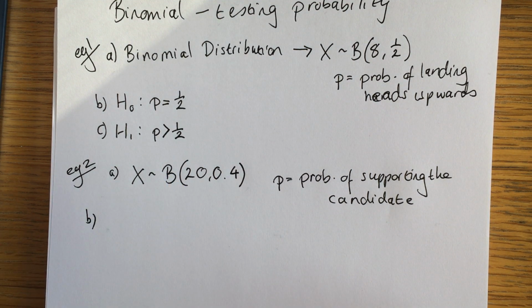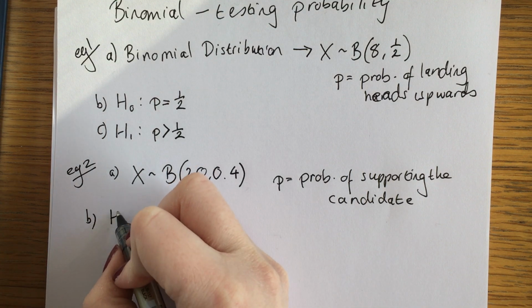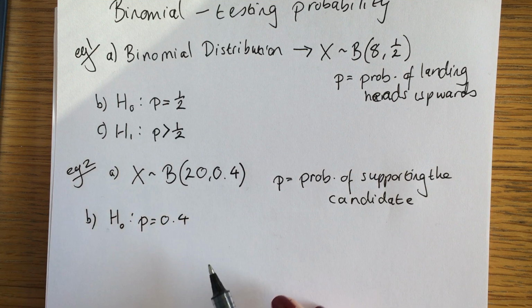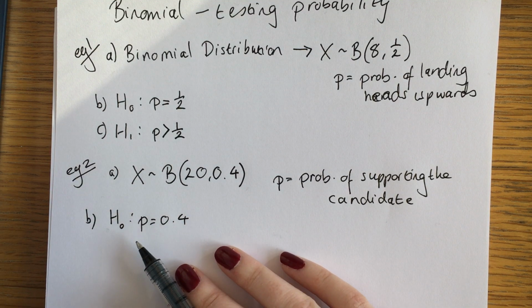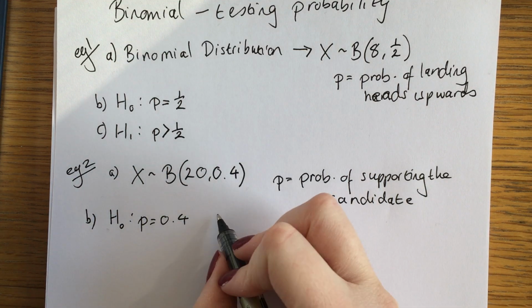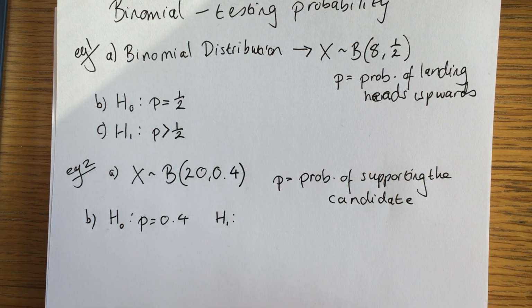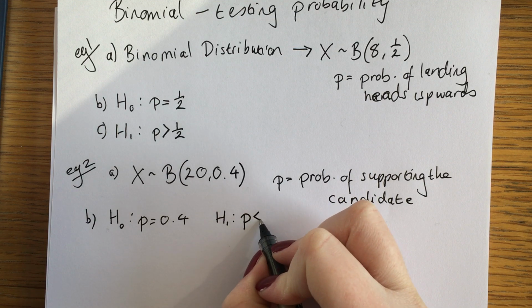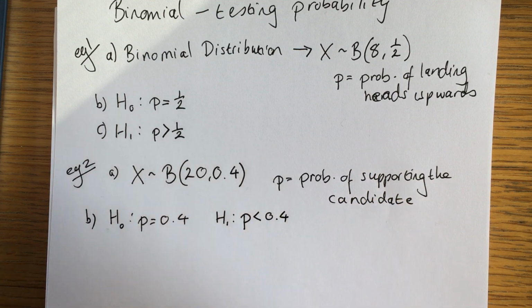Write down 2 suitable hypotheses. So that's H0. So the probability that we believe to be true is that P is 0.4. That's what we currently believe is true. The alternate, which is what the researcher is trying to do, is that the researcher thinks the candidate is overestimating. So that means the reality of the support is that it's less than 40%.